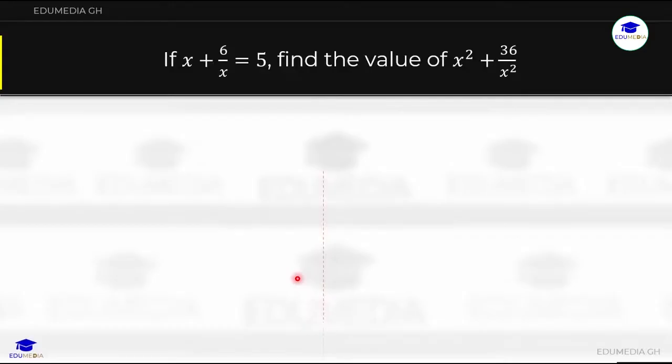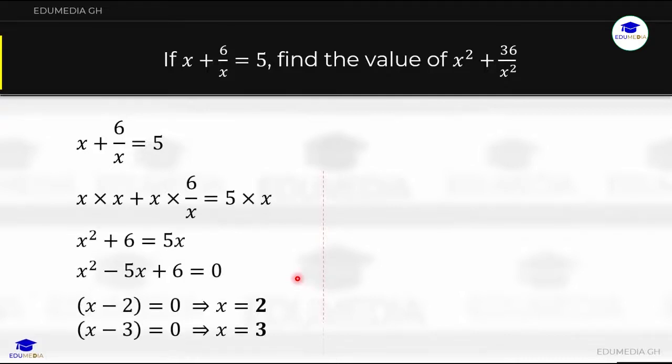So the first equation given to us, x plus 6 divided by x equals 5. We need to solve this. Solving this will give us the value for x. Let's go ahead and solve that. Multiplying both sides by x, we have x times x, x times 6 divided by x, and 5 times x. So we have x squared plus 6 equals 5x.